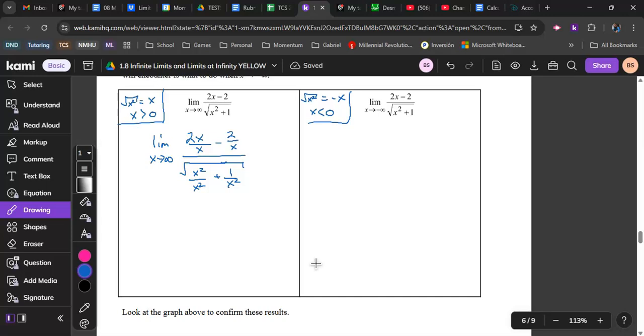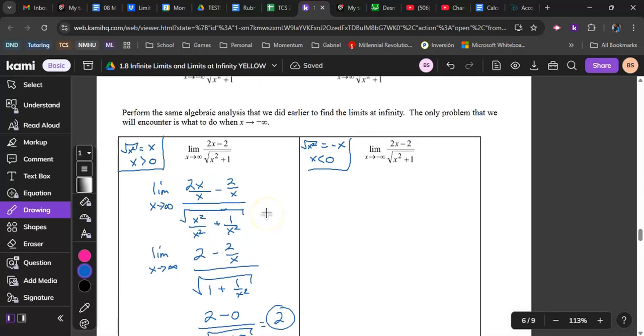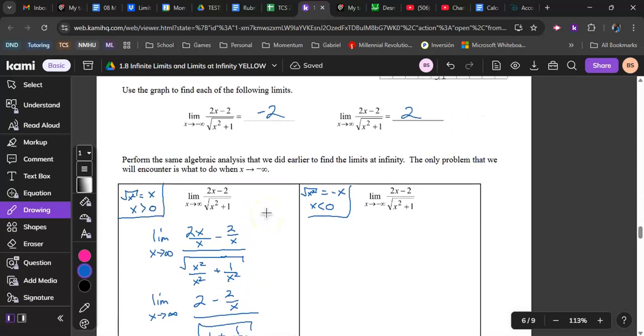Okay? Then I can simplify this all. This is going to be the limit as x approaches infinity of 2 minus 2 over x, over the square root of 1 plus 1 over x squared. Then I plug in my infinity. I'm really going to get 2 minus 0 over the square root of 1 plus 0, which is really just 2. Yeah? No? Maybe? This is the one that we just did up here with the graph, right? So it should have been 2.